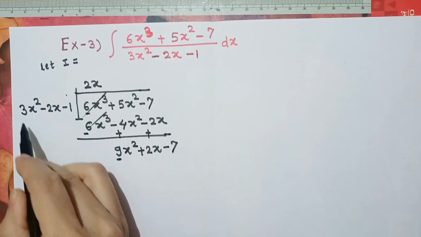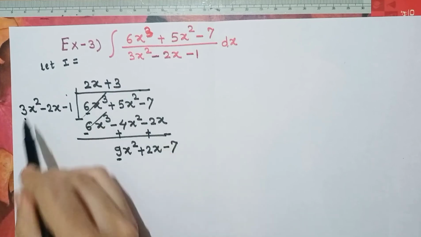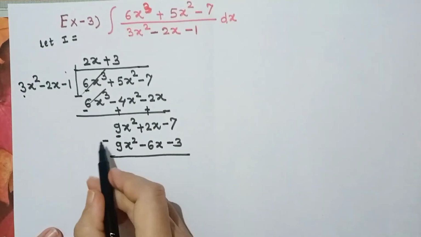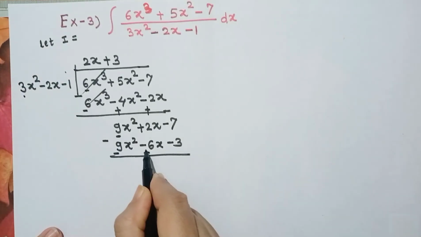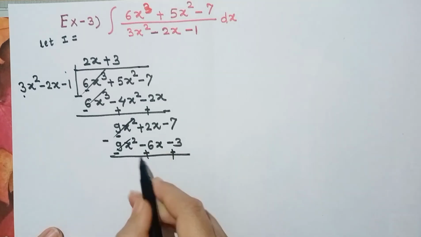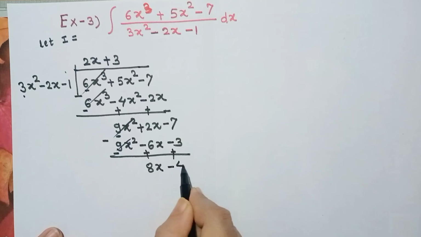Now check here, 9, here 3. So we want plus 3 x square as it is. So multiply here 3. So again after subtracting, this is minus, plus, and this plus. So this gets cancelled. 6 plus 2 is 8x, and minus 7 plus 3 is minus 4.